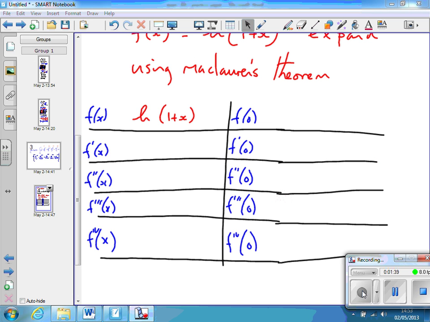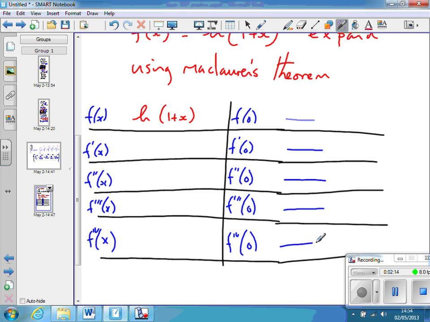So the first step is to set up a little table like this, where we have the function we're going to expand, which is the log of 1 plus x, on the left hand side here, and then we're going to calculate what the first differential is, the second differential, the third, the fourth differential, and so on. So we just keep differentiating this function over and over again. And then when we've done that, we find out what the value of the function is when x equals 0, and put that in here. What's the value of the first differential when x equals 0, second differential, third differential, and so on. So this table is set up to do that.